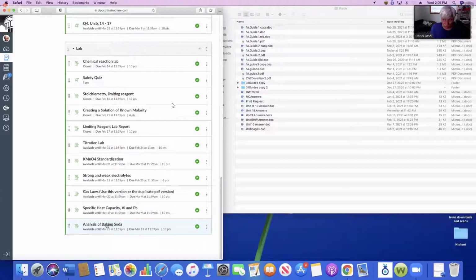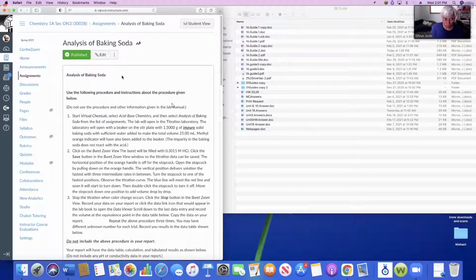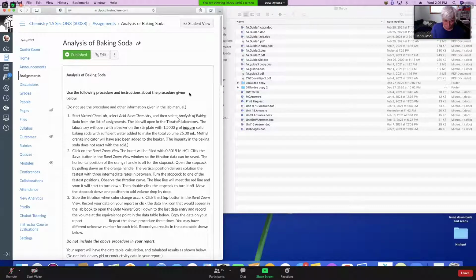This same thing is also given in the file as a PDF copy and as a regular copy. So both copies are there in the file. So we go here, analysis of baking soda. Use the following steps and instructions, not the procedure. Do not use the procedure and the other information given in the lab manual.